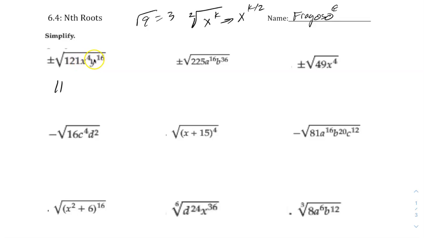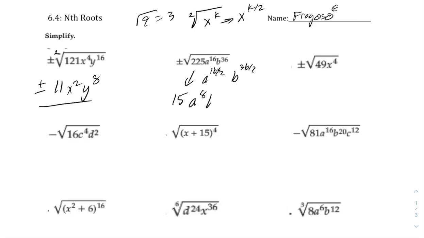x^4, y^16. Well, just divide. Remember, there's a 2 here you don't see. What's 4 divided by 2? x squared and y^8. And don't forget the plus and minuses out there. There you go. Square root of 225, you just gotta know it. It's 15. And this is 16 divided by 2, and this is 36 divided by 2. So I get a^8 and b^18. I can do math sometimes.